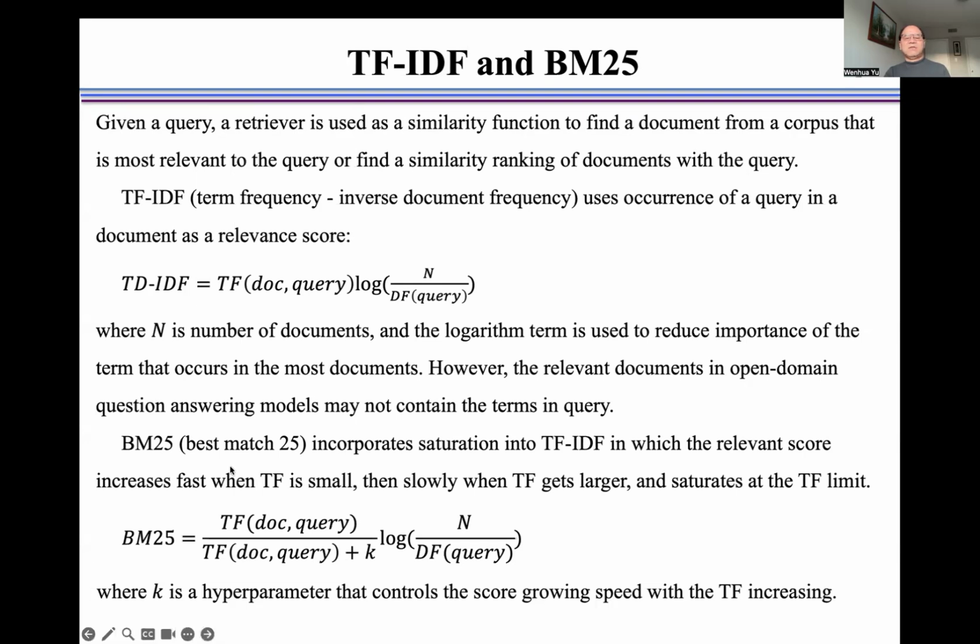BM25 incorporates saturation into TF-IDF, in which the relevance score increases faster when TF is small, then slowly when TF gets larger, and saturates at the TF limit, defined as here, where k is a hyperparameter that controls the score growing speed with the TF increasing.